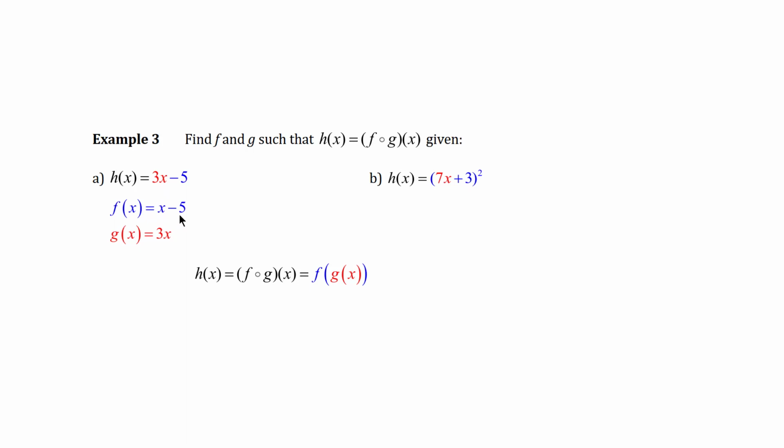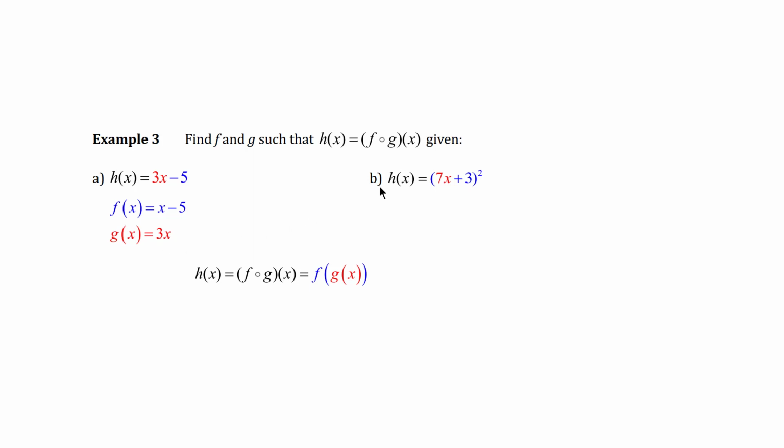Now if we check the composition, we take g of x, which is 3x, substitute it in for x in the function f, which would result in 3x minus 5, which is the equation for h of x. So everything works out, and the final answer is just f of x equals x minus 5, and g of x equals 3x. Let's go ahead and try another one.